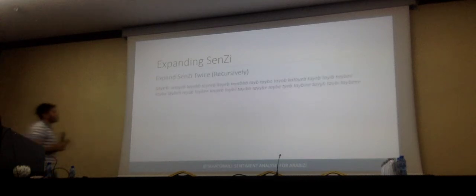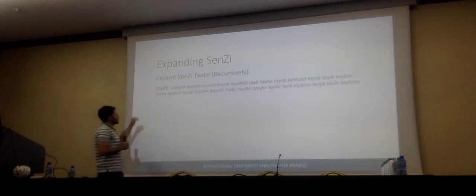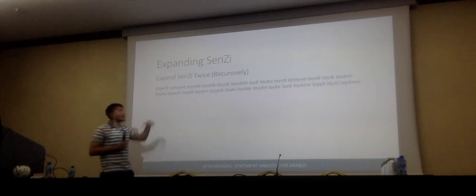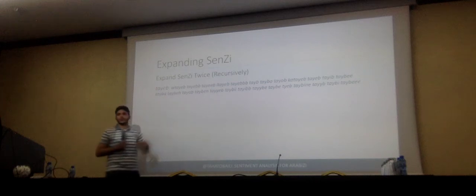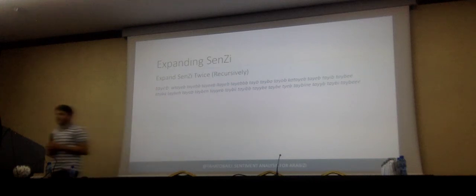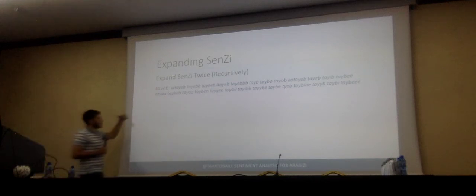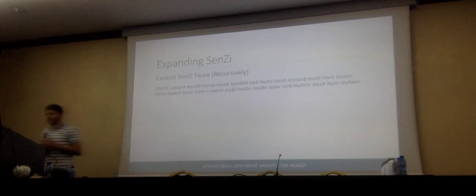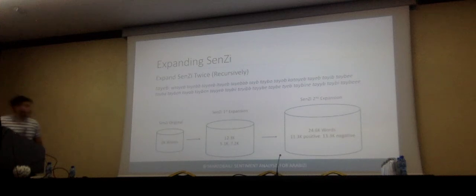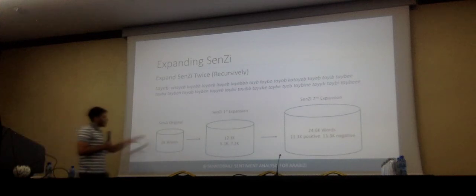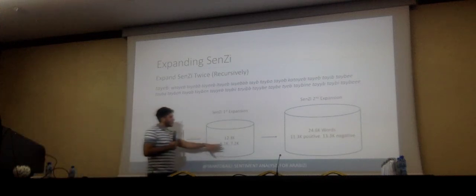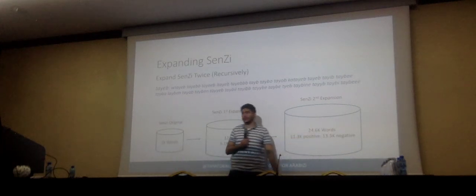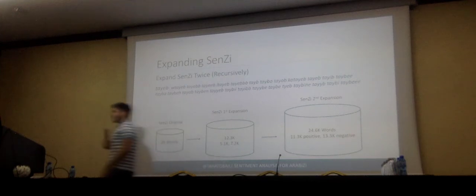Alright, we did this expansion twice, recursively. The first one got us this sequence of words, and then we applied the same thing for the retrieved words, but for the selection, we use the parent word for the sequence of consonant letters. This expanded the lexicon from 2K words up to 12.3K, that's 6 times, and then again up to 24K, that's twice. So now we have a better version of SenZi.